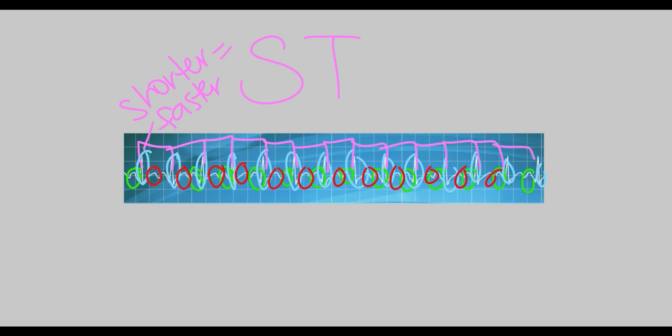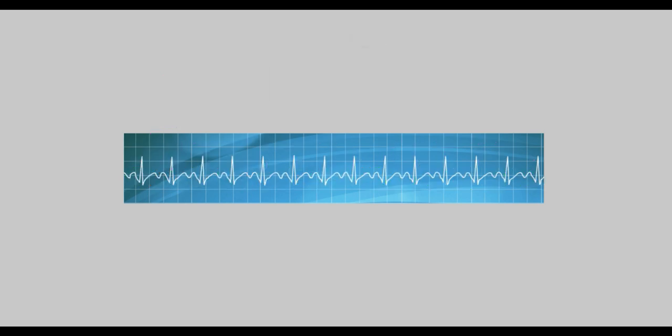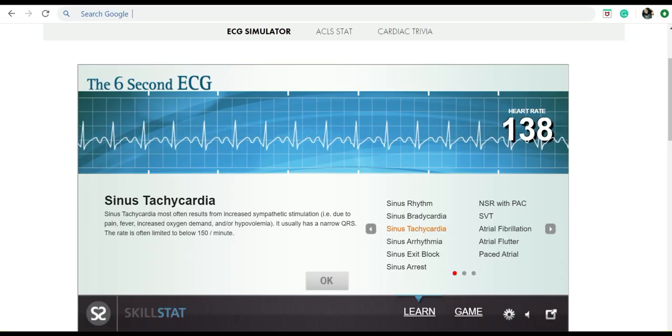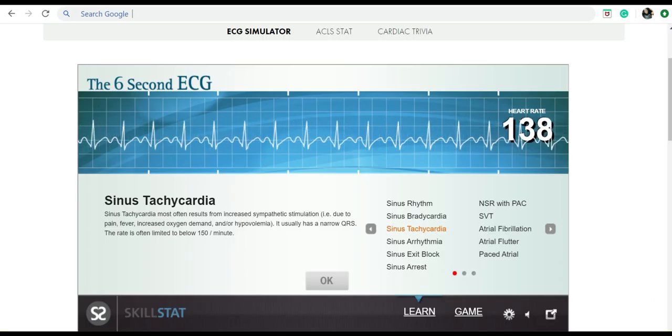Okay, so you want to make sure that you pay attention to the fact that even though this rhythm is fast, it still has that P wave. This is very important because it's going to help you distinguish this very fast rhythm from a lot of other fast EKG rhythms. So this is what sinus tachycardia looks like on an EKG.